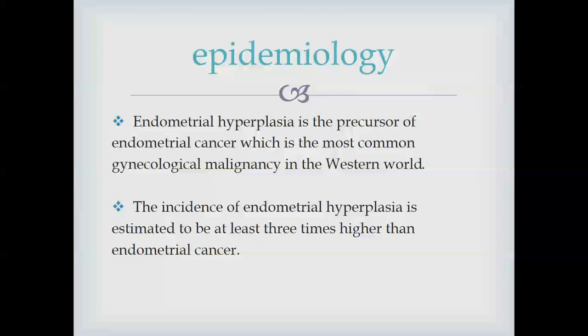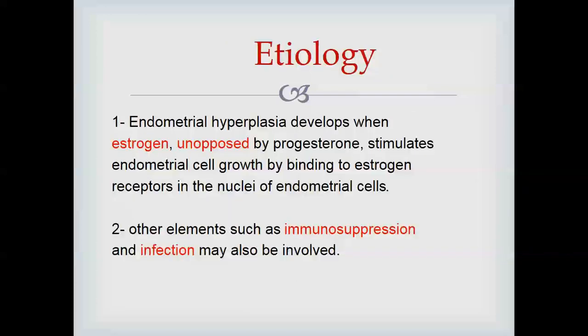Epidemiology. Endometrial hyperplasia is the precursor of endometrial cancer, which is the most common gynecological malignancy in the Western world. The incidence of endometrial hyperplasia is estimated to be at least 3 times higher than endometrial cancer.